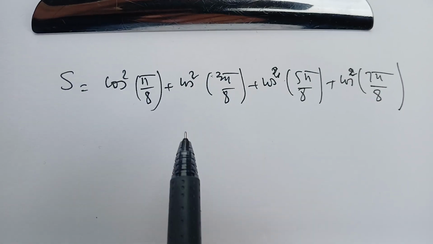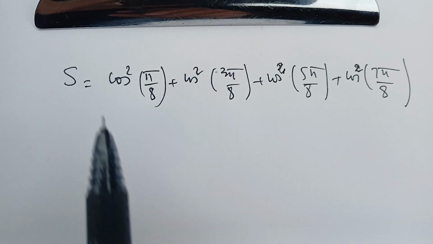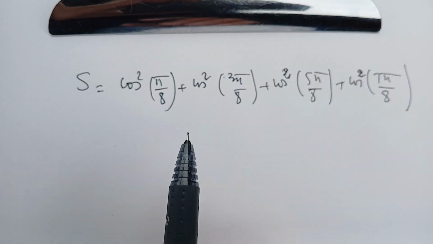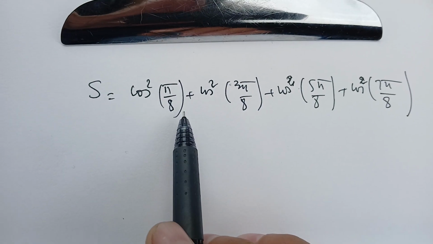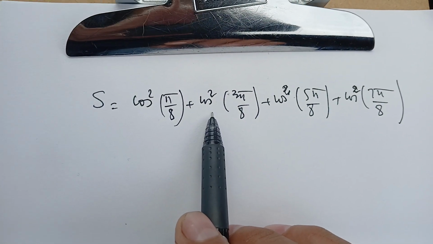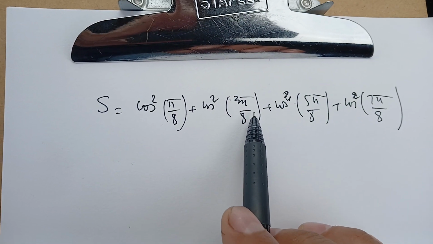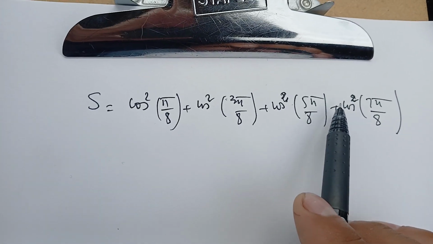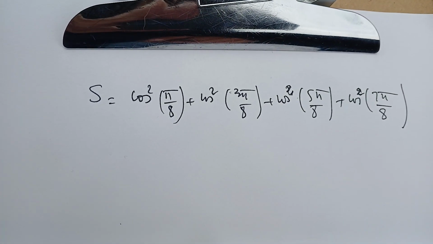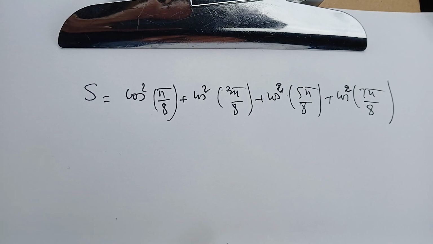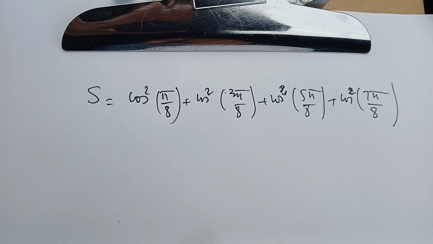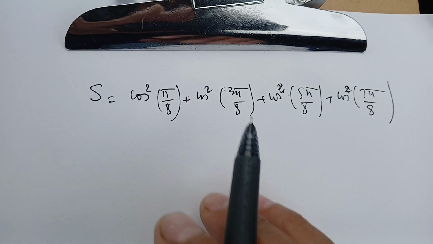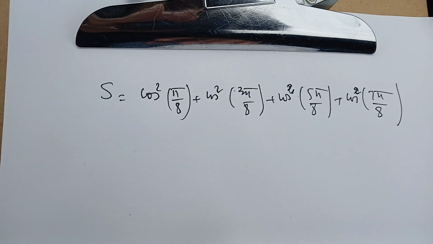In this video, we're going to try to find the following sum, which is the cosine squared of pi over 8 plus cosine squared of 3 pi over 8 plus the cosine squared of 5 pi over 8 plus the cosine squared of 7 pi over 8. This sum exists and it's finite. So how can we compute this sum?